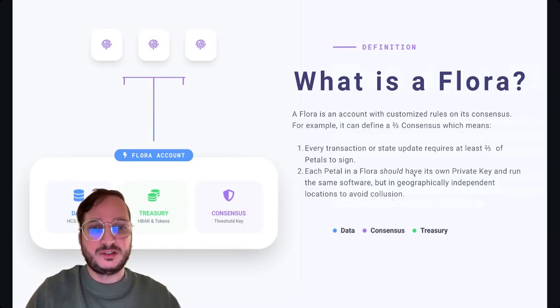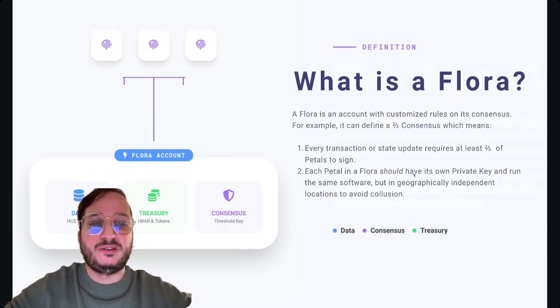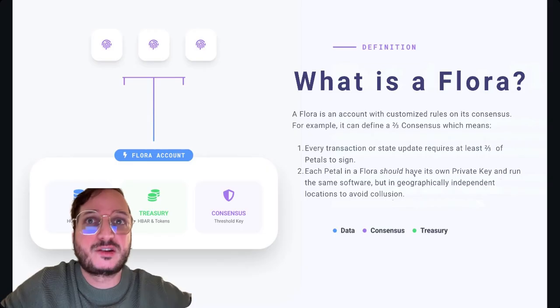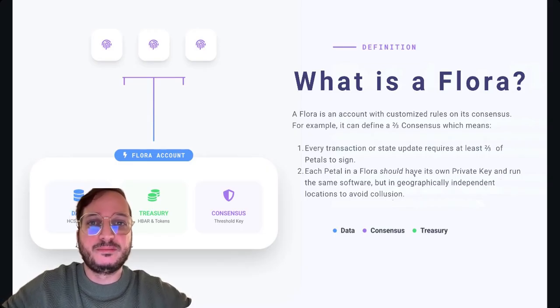So each petal in the Flora would ideally have its own private key, and it would run the same software, but in geographically independent locations to avoid collusion. In a more practical example, essentially, you would have this Flora account. The Flora account can't do anything unless all of the petals associated with the Flora account agree on the thing.